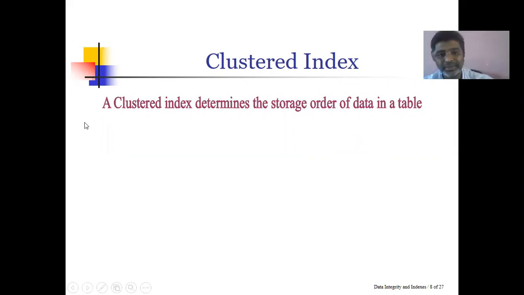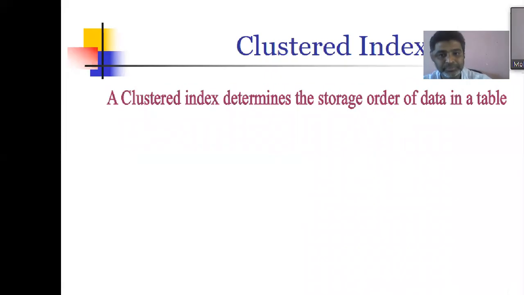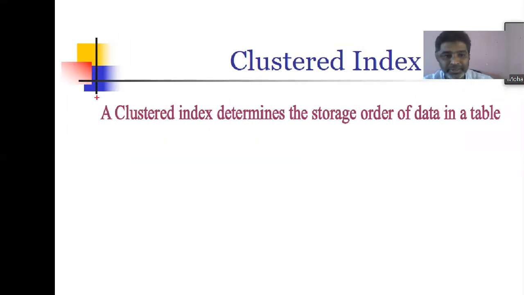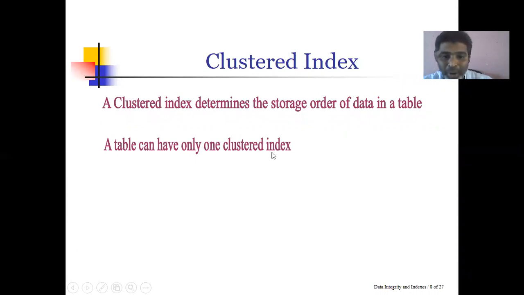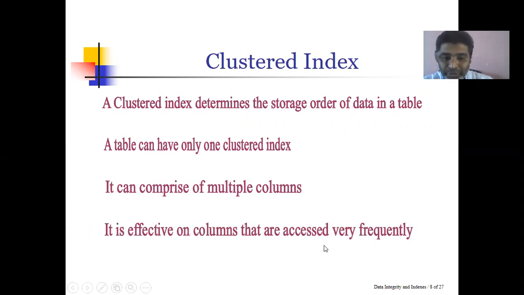A clustered index defines the storage order of the data in a table. A table can have only one clustered index. It can comprise multiple columns. It is effective on the columns that are accessed very frequently.